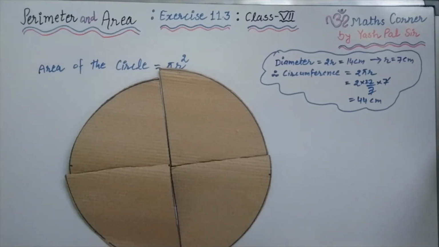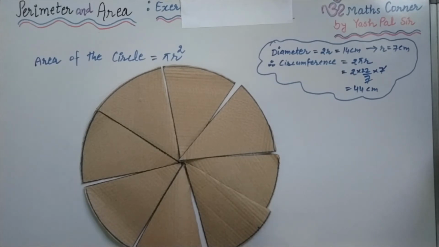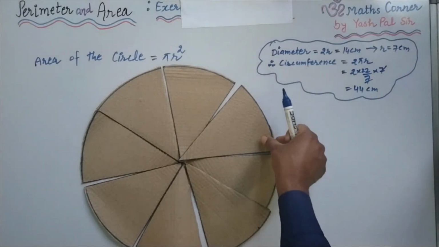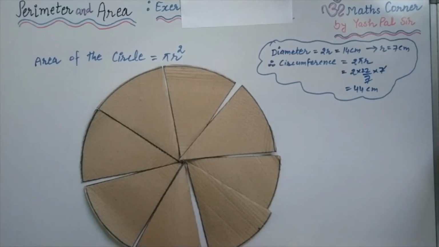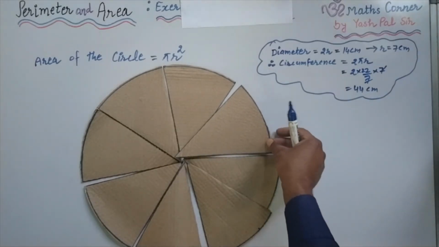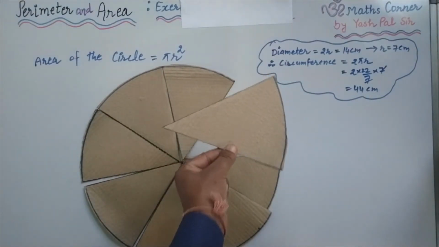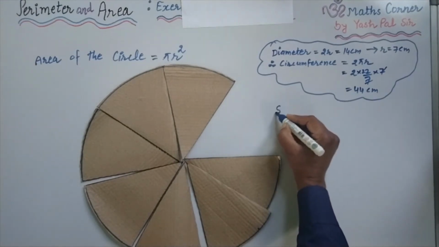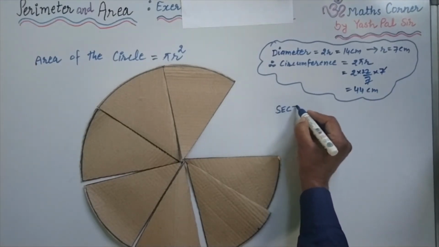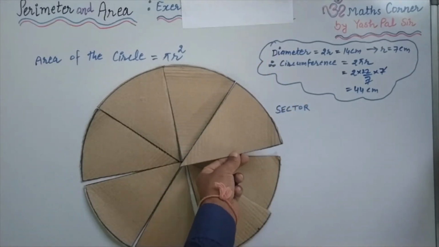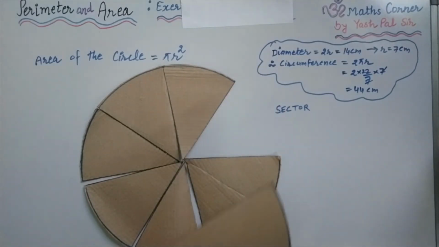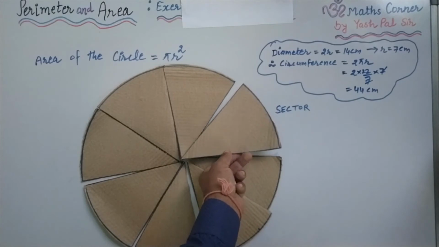Okay, so next again each part we are going to divide into equal parts, that is 4 plus 4, 8 equal parts. So this way we have cut this circle into how many parts? 1, 2, 3, 4, 5, 6, 7, 8. 8 equal parts. Okay, now I want to explain here. This one part of the circle is called sector. Sector of the circle.